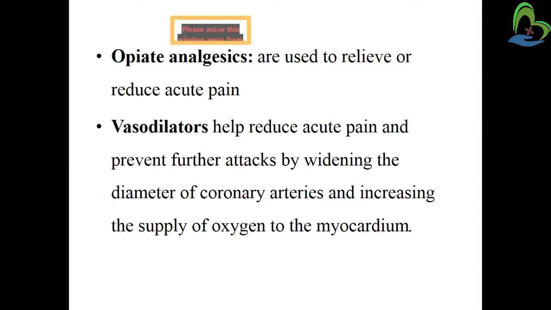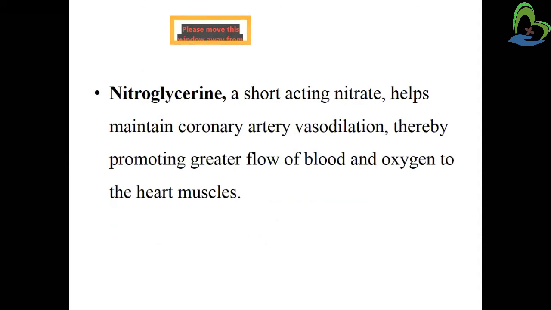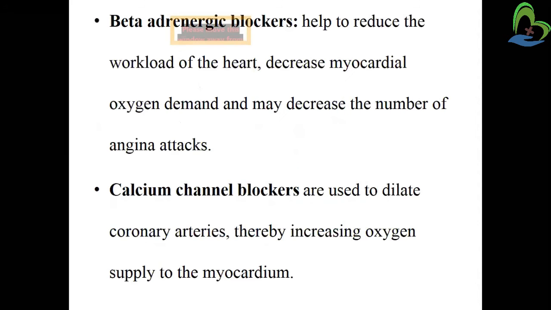Opiates, meaning morphine, is one of the painkillers we give to relieve the sudden pain. Vasodilators will keep the patency of the blood vessel, so that will widen the diameter. So coronary arteries will deliver an appropriate amount of blood and oxygen to the myocardial tissues. Then nitroglycerin, again a vasodilator, the nitrates will help the coronary arteries to vasodilate, thereby promoting greater blood flow and oxygen supply.